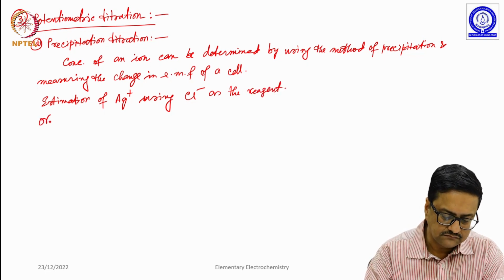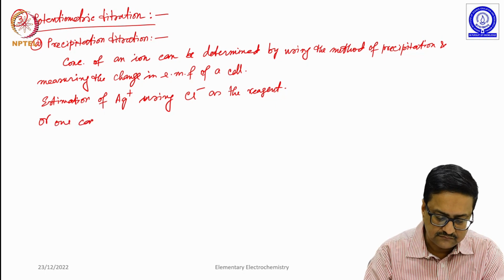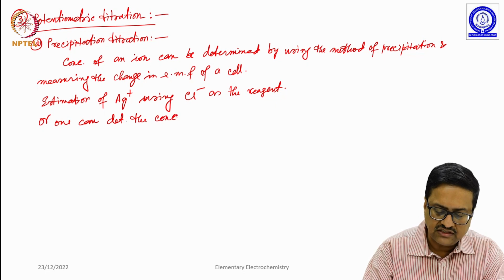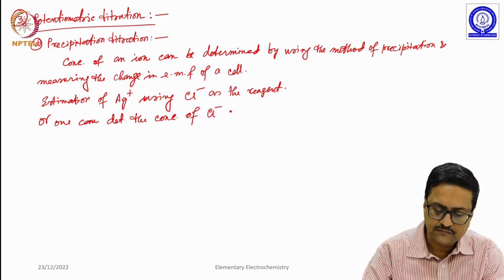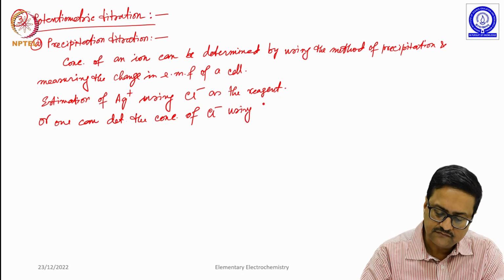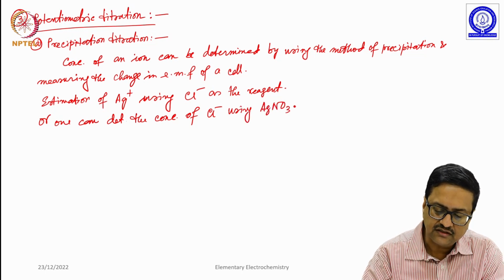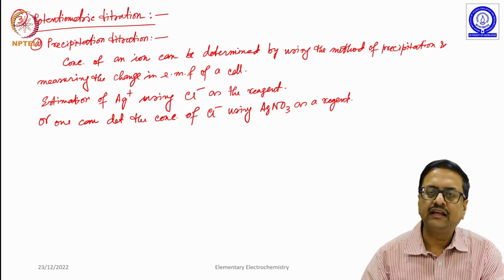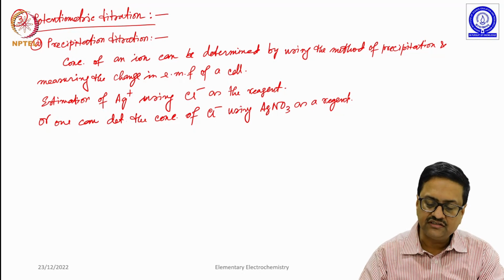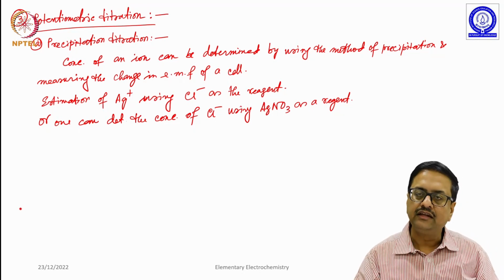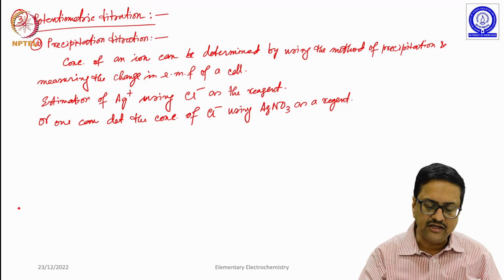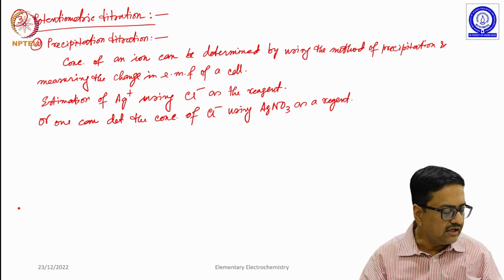or one can determine the concentration of Cl minus using AgNO3 as a reagent. In both the cases, we will be using silver chloride electrode in combination with a calomel electrode or standard hydrogen electrode, and determine the EMF of the cell while doing the titration.